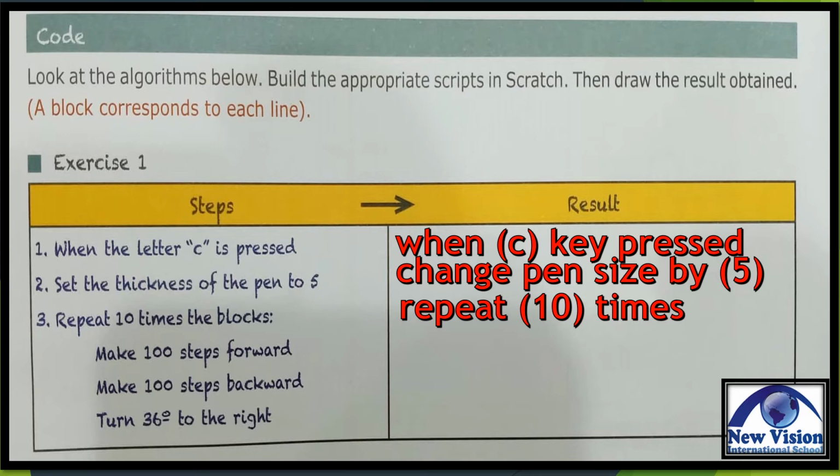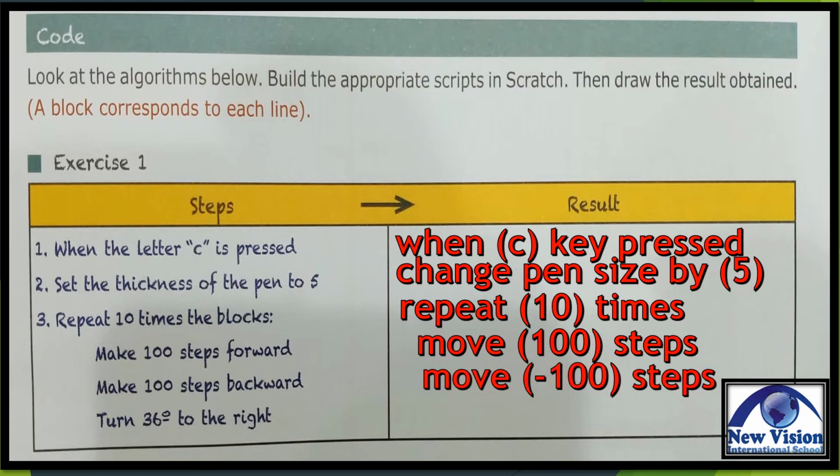Make 100 steps forward is in the form of move 100 steps. Make 100 steps backward is in the form of move negative 100 steps. And turn 36 degrees to the right is in the form of turn 36 degrees with this symbol, which means to the right. Always remember, in motion movement, positive numbers mean forward. Negative numbers mean backward.